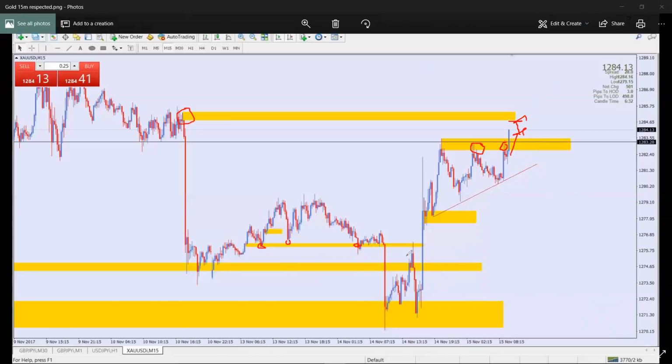But now since we are trading fresh zones, we wouldn't take this third trade, because we'd be like, no, it's not a fresh zone, so we wouldn't take it as a fresh zone.